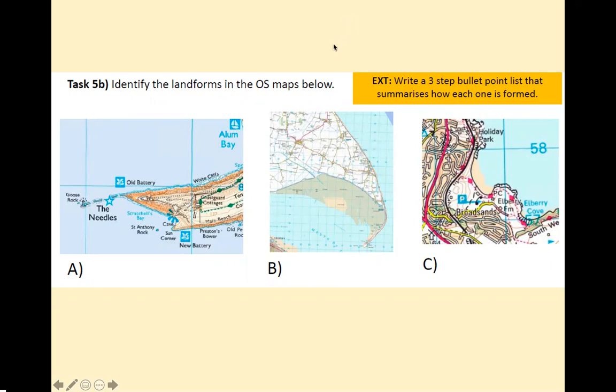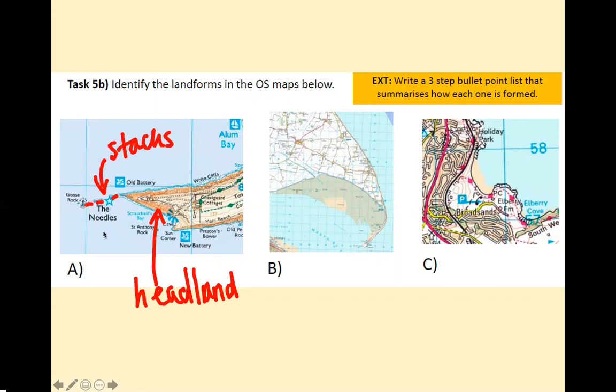Okay, assuming you paused for a minute, let's see if you got the correct answers. So the needles, you can see from this image that there's a very clear headland sticking out into the sea. If you were really clever, you might have spotted these little stacks, and these are called the needles. This is our coastal case study for the Isle of Wight.